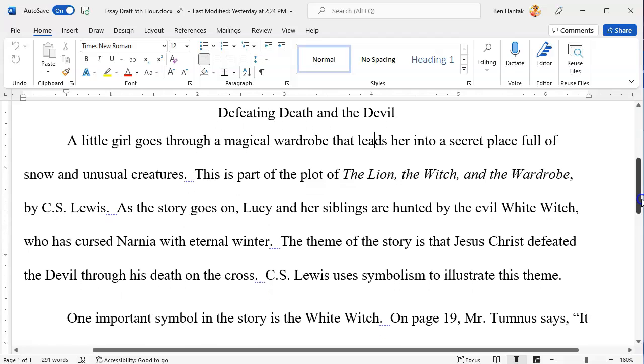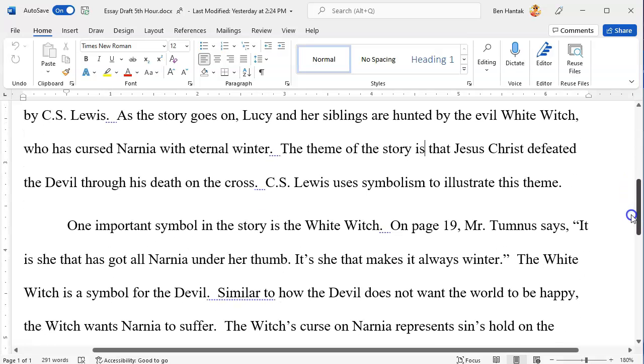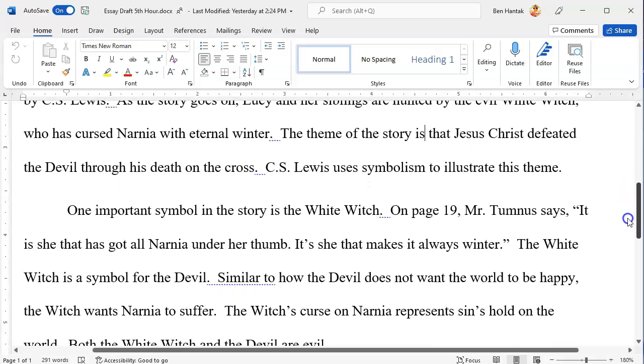We did write our introduction yesterday. I'm not going to reread the whole thing right now, but the main thesis that we have to prove with our essay is that C.S. Lewis uses symbolism to illustrate the theme of this story, that Jesus Christ defeated the devil through his death on the cross. I believe we wrote 2 body paragraphs yesterday. Is that accurate? We did 2?